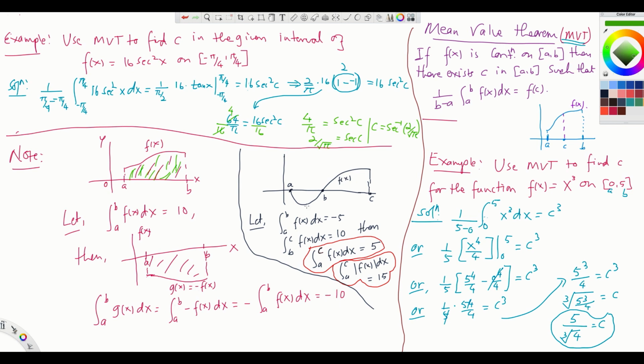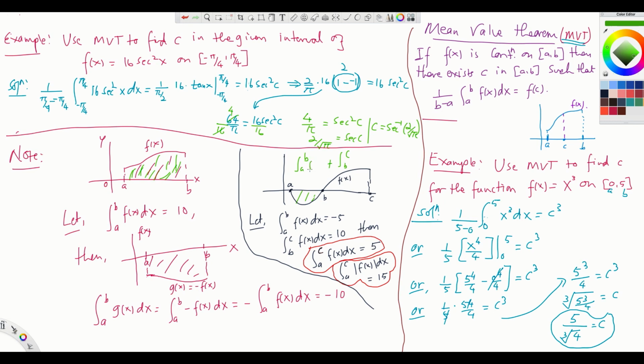Look at this. What is given here is from a to b, the integral value is negative 5, because this is below the x-axis, so I'm taking that as negative. And from b to c, the integral is, suppose, 10. Now, how do you find the integral between a and c? You will do the a to b integral plus the b to c integral. So a to b is negative 5 plus b to c is positive 10. So 10 minus 5 will be 5. This is what you get.